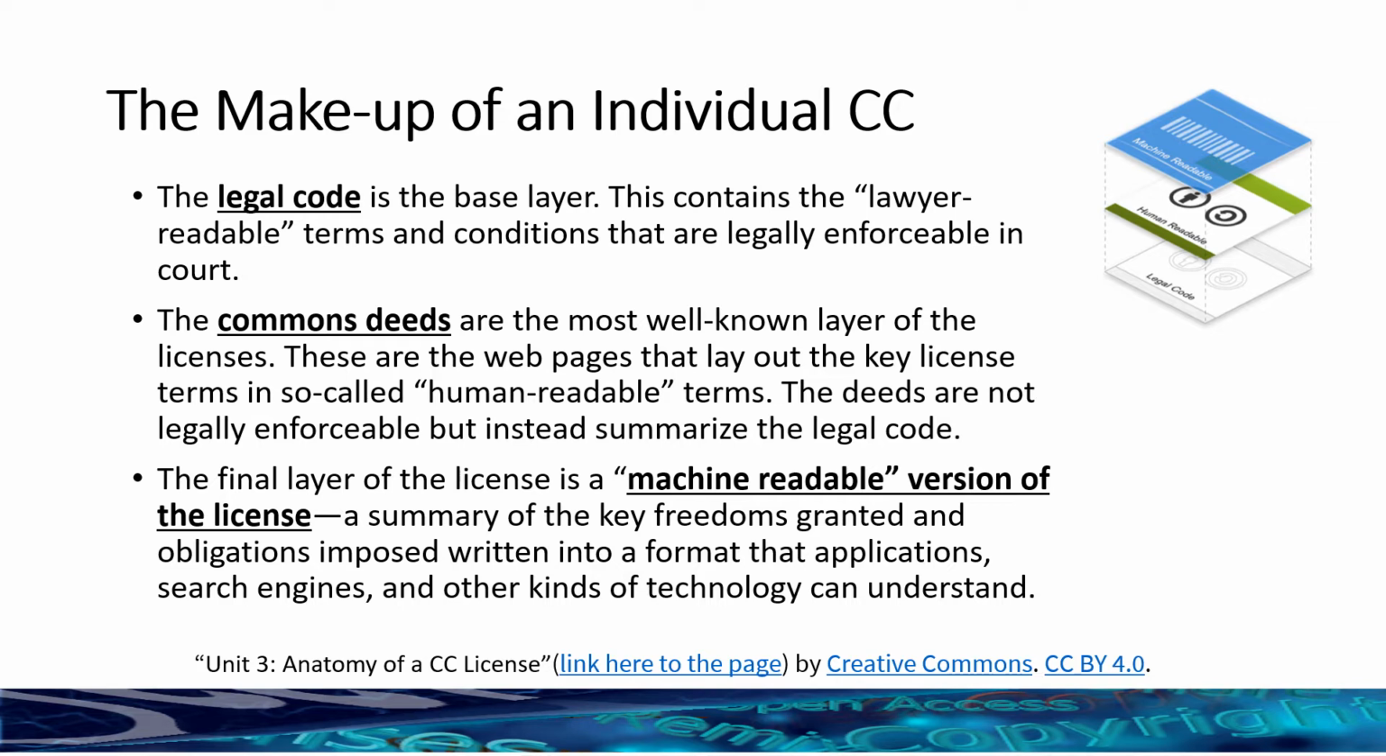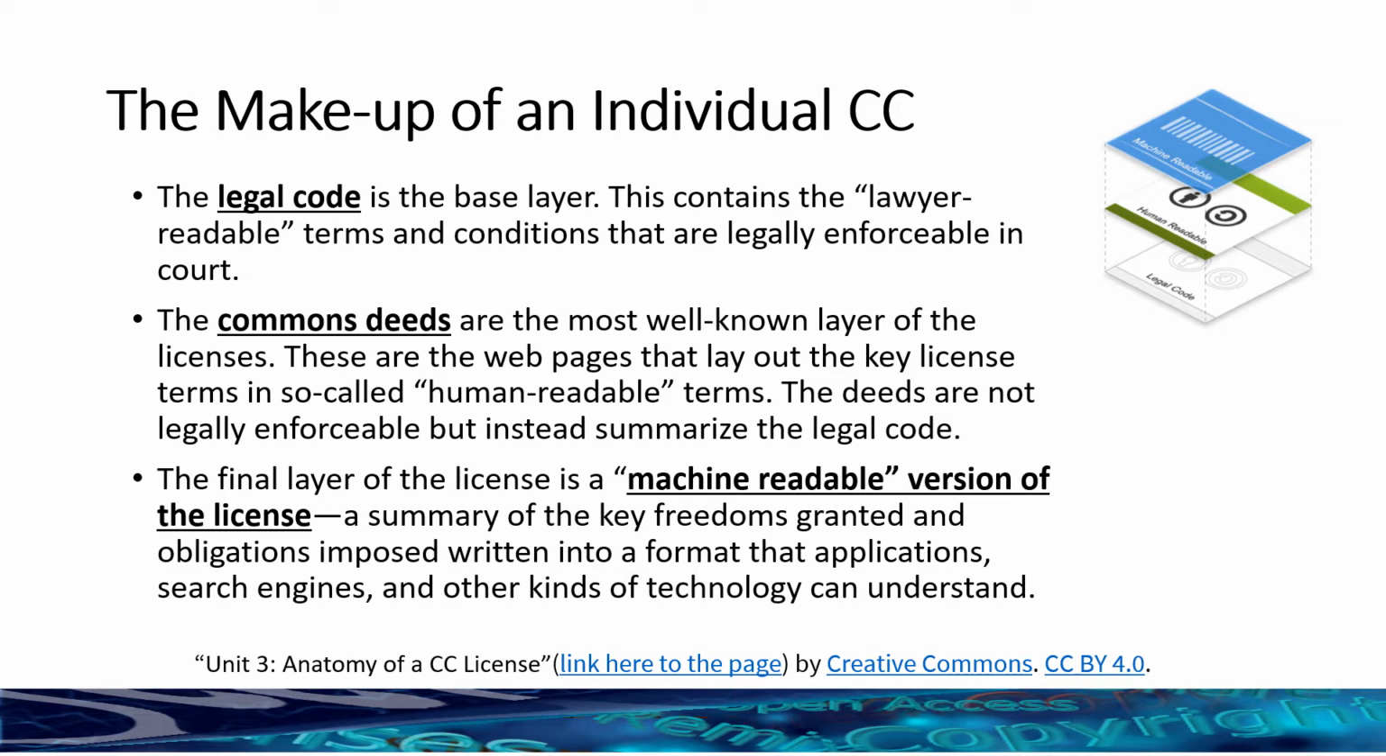There are three components to the makeup of an individual Creative Commons license. The first being the legal code. The legal code is the base layer. This contains the lawyer-readable terms and conditions that are legally enforceable in court.